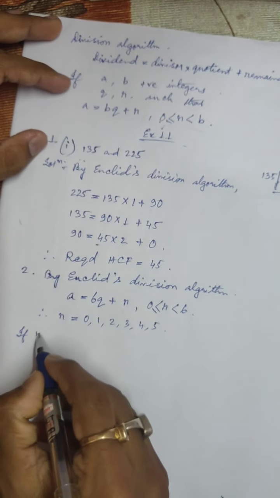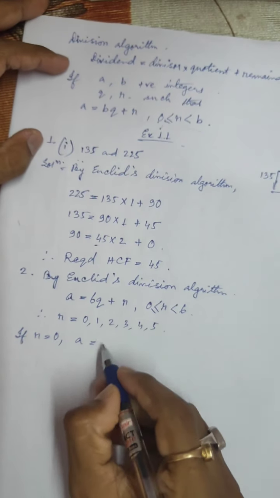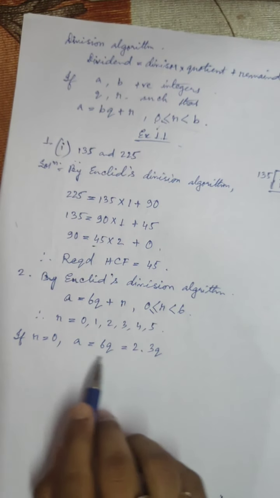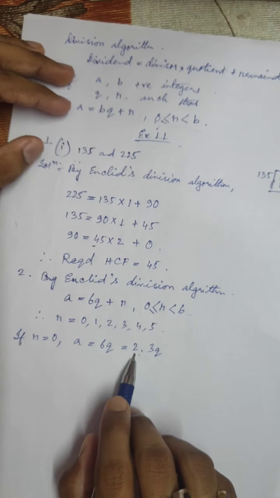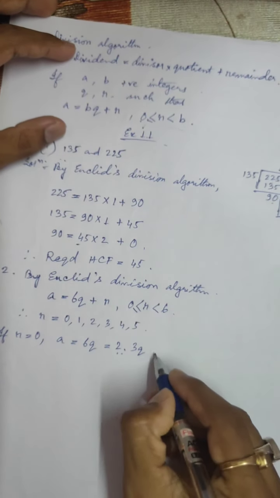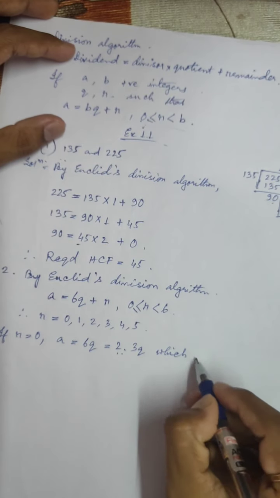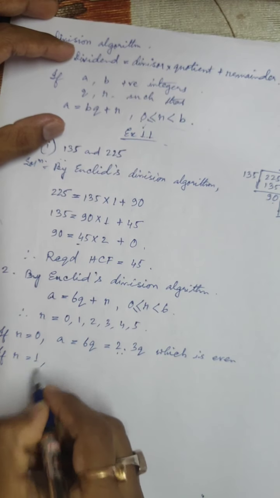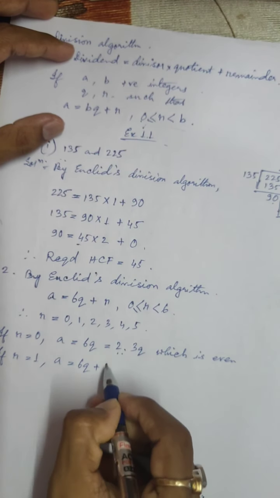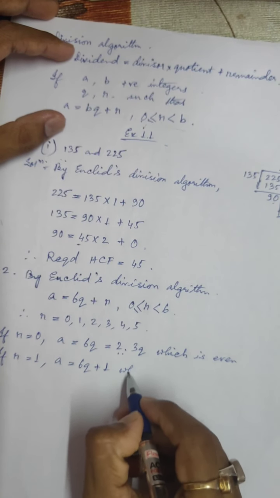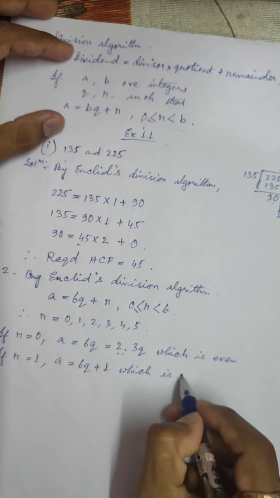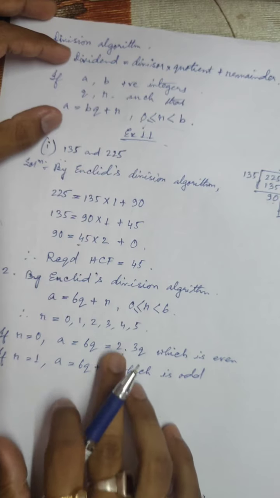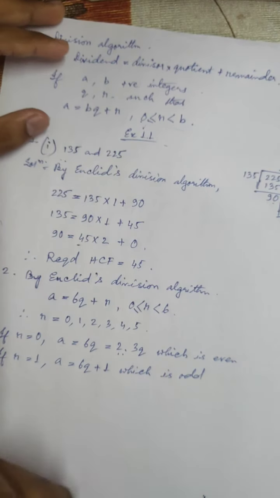Now if r equal to 0, then the value of a will be 6q. Now 6q we can write as 2 into 3q. See, if any number has a factor 2, then it is never odd, it is an even number. If r equal to 1, then a equal to 6q plus 1, which is odd, because it has no factor 2. There is no factor 2 there.